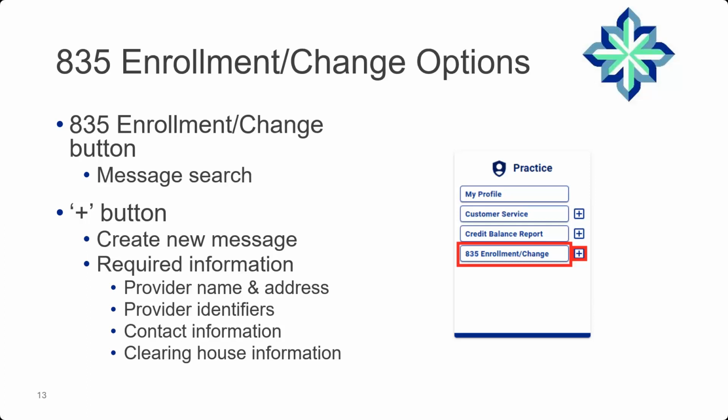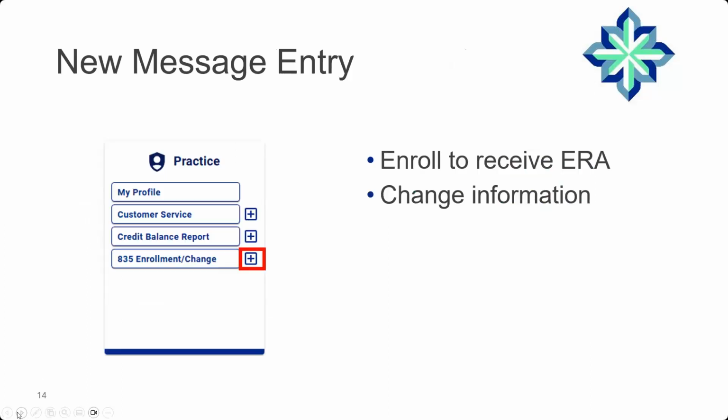The form is broken into sections and it's going to require that you enter provider information. And I have listed the different sections within the form, but we're going to go over those in a little bit more detail. So we're going to start with the smaller button with that plus sign. This is for message entries and it's used to enroll to receive an ERA or to change information.